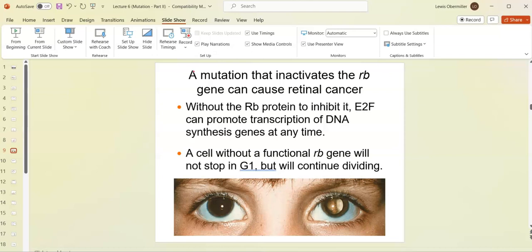Okay, so a cell without a functioning RB gene won't stop, but it will continue to divide. Right? It won't stop at G1. It's probably closer to S phase, but in any case.